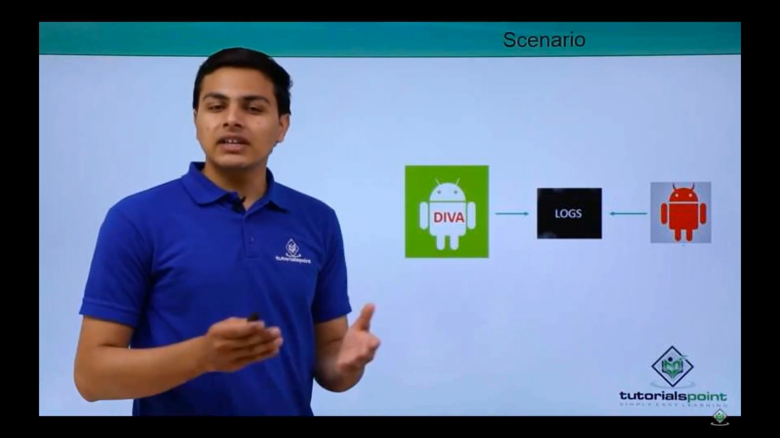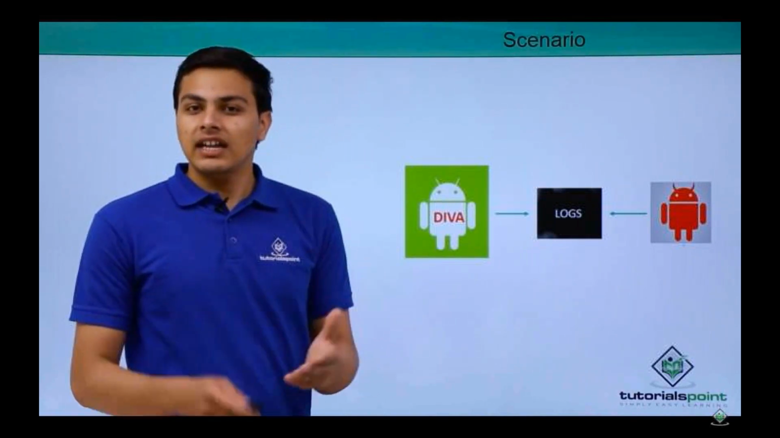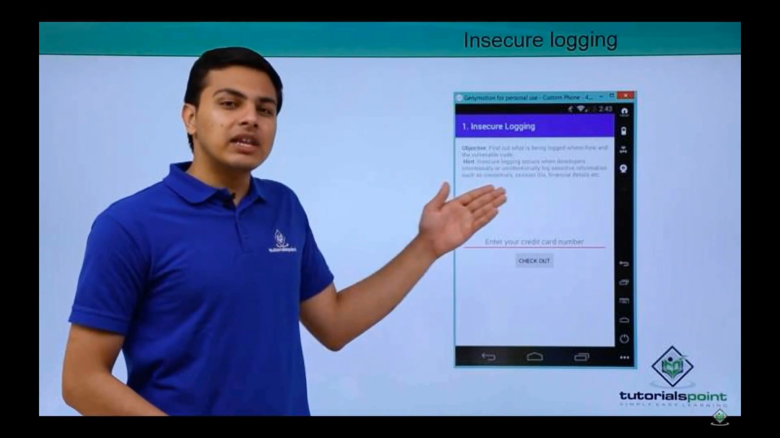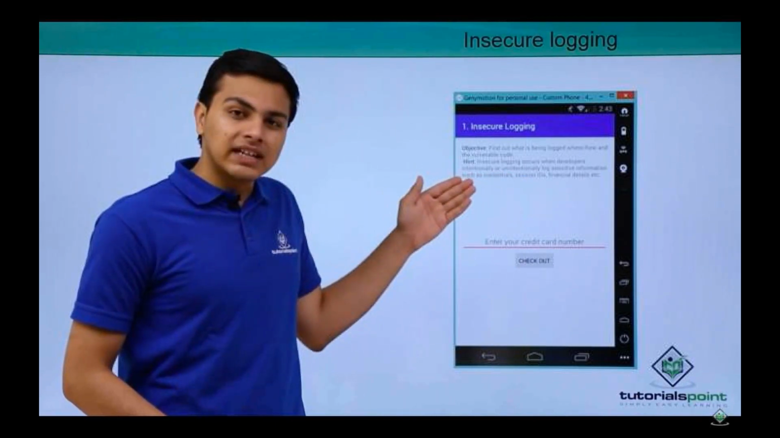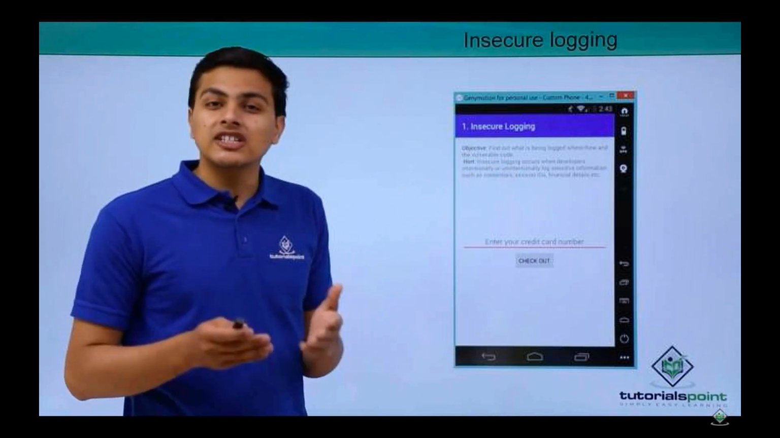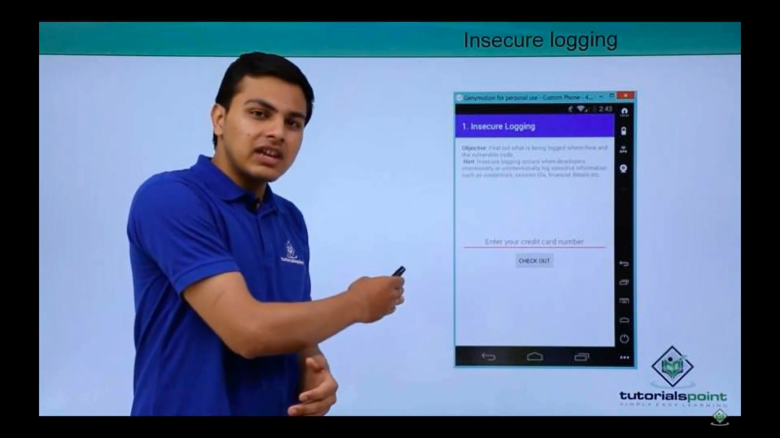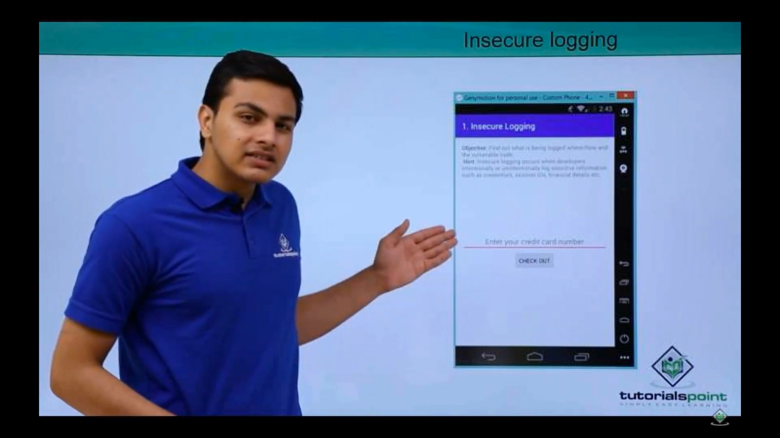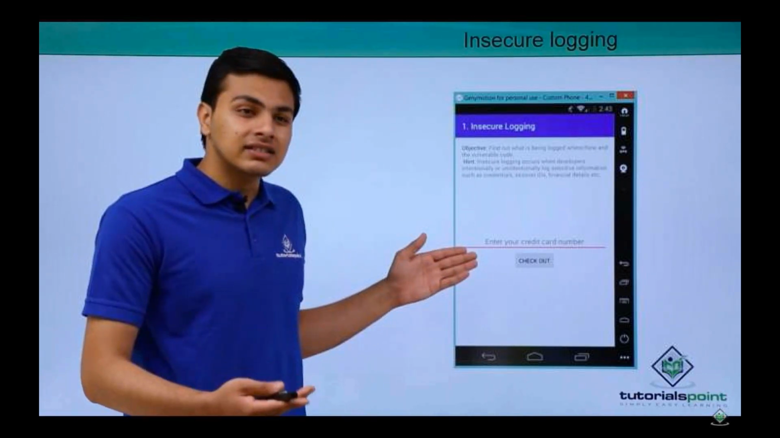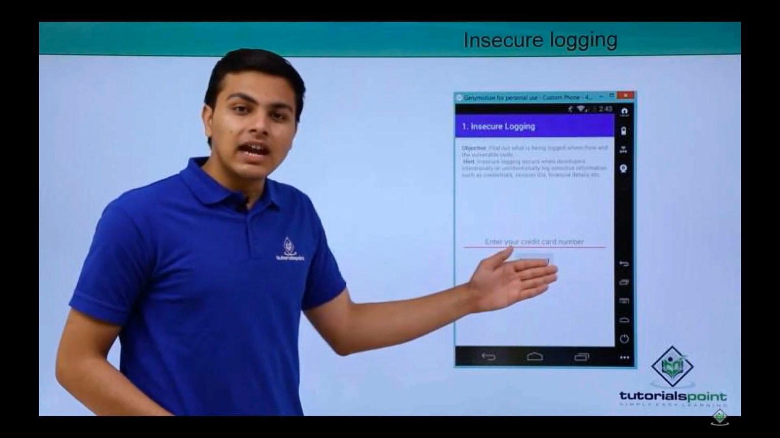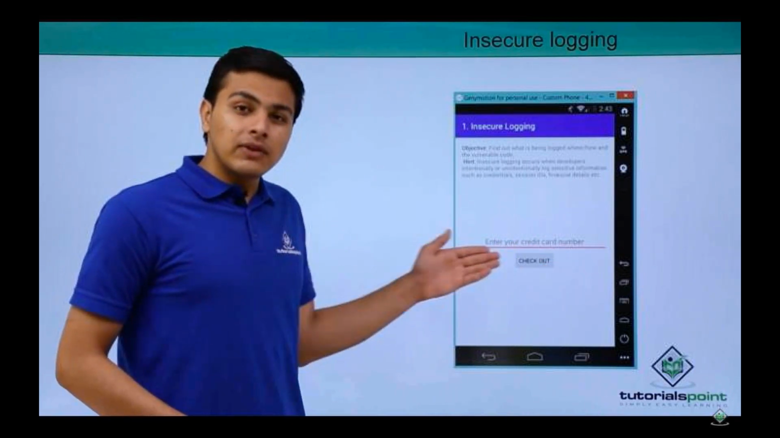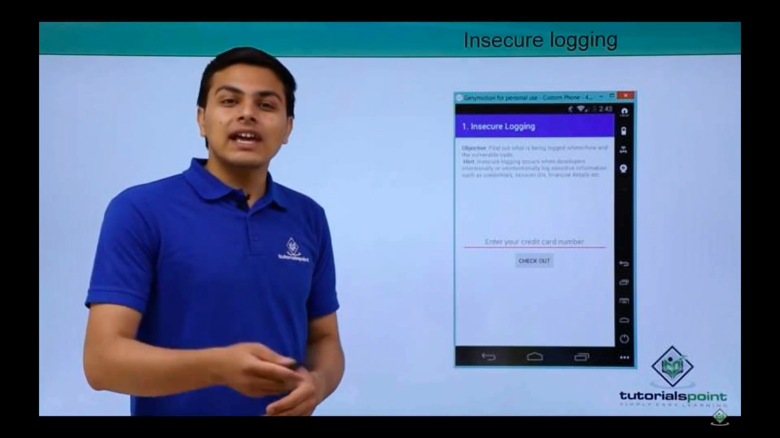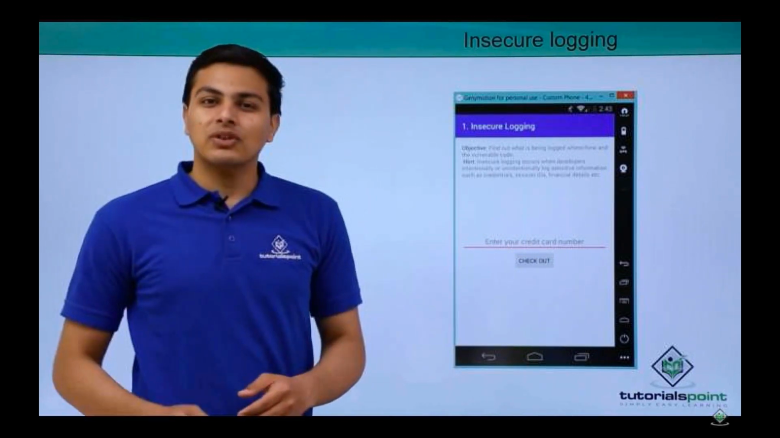But now let's see what kind of issue this is in Diva. You can see here how the first issue, insecure logging, looks in the Diva application. Our objective is to find out what is being logged by this application, and we have to find the vulnerable code. This challenge just asks us to write our credit card number and click on checkout. So if we add our credit card number and click on checkout, let's see what actually happens in our system.